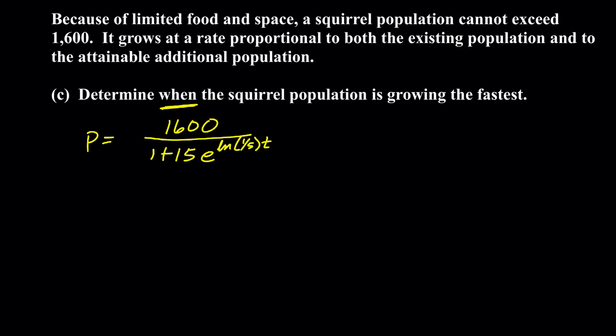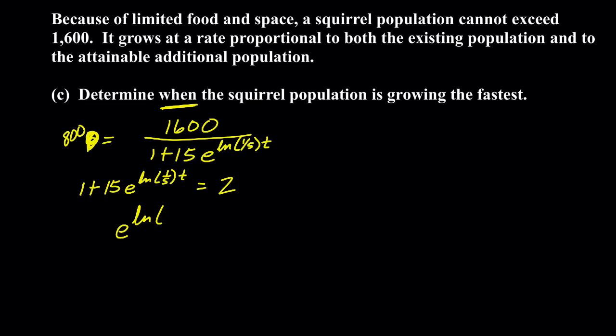The population grows the fastest when your population is half of the carrying capacity. Half of the carrying capacity would be 800 squirrels. So now we're going to solve this equation for t, giving us 1 plus 15 e to the natural log is equal to 1,600 divided by 800, or 2.